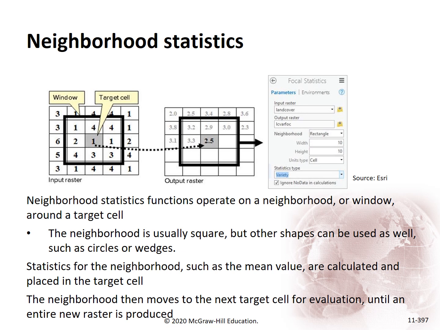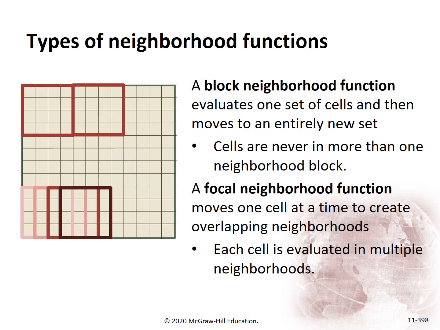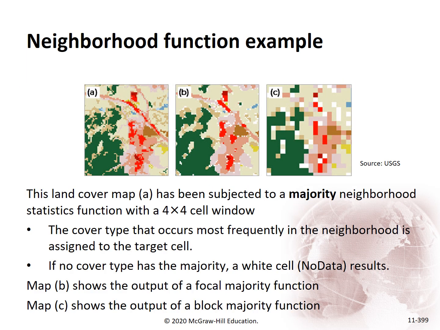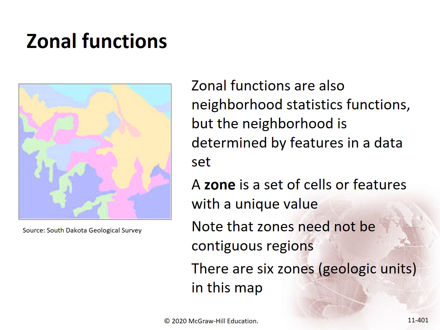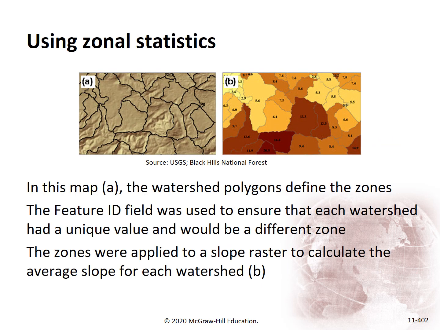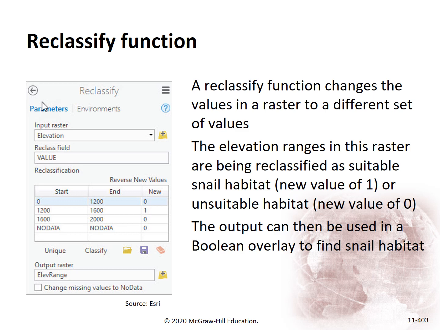Neighborhood statistics, know how it works. Two types: blocks and focal. Understand the difference. Sometimes when we make polygons out of rasters, we simplify. Understand what that tool does. Same way with zonal functions. A reclassify function changes the values in a raster set to a different set of values. Boy, that smells like a test question.